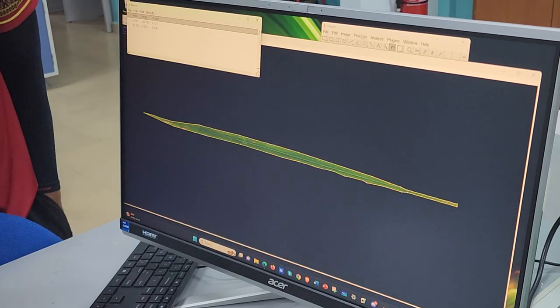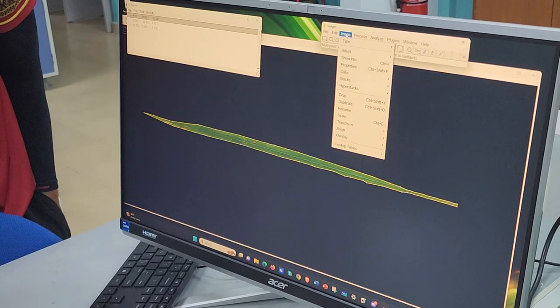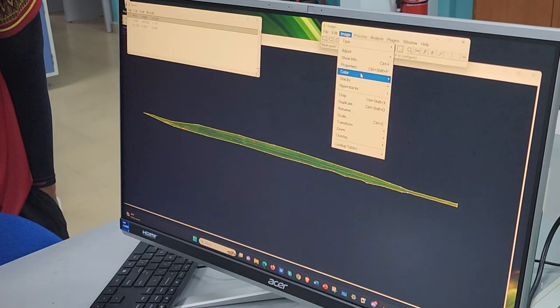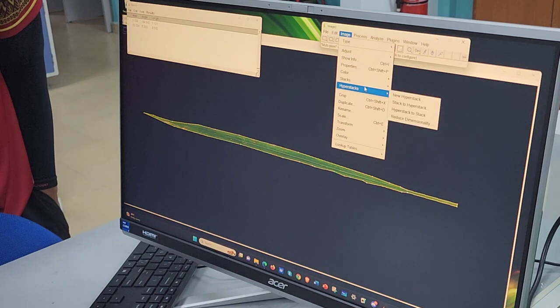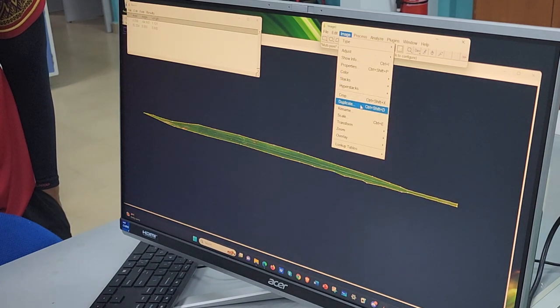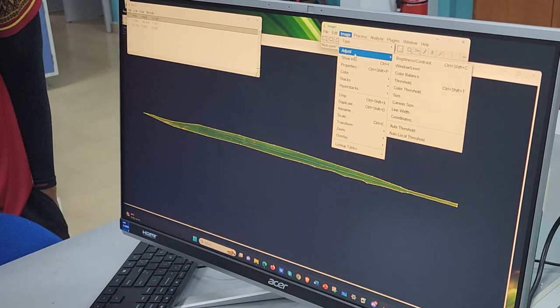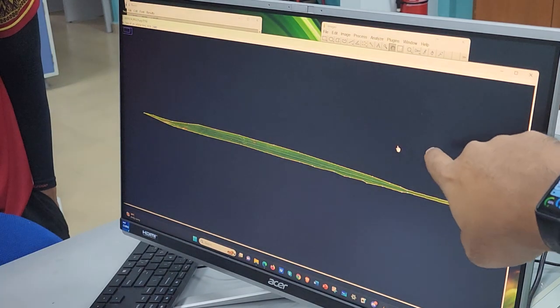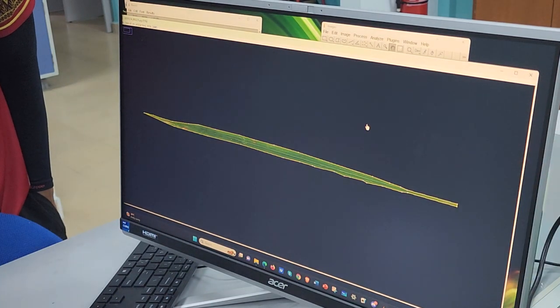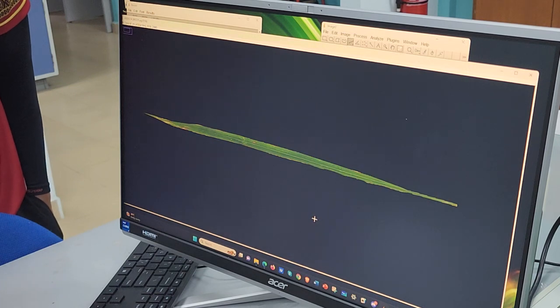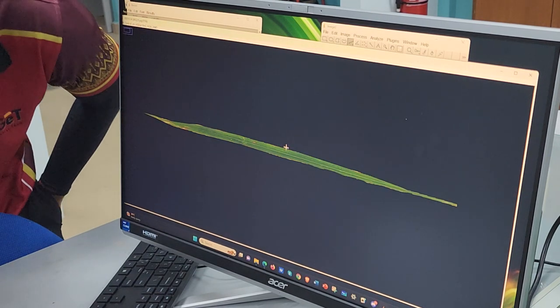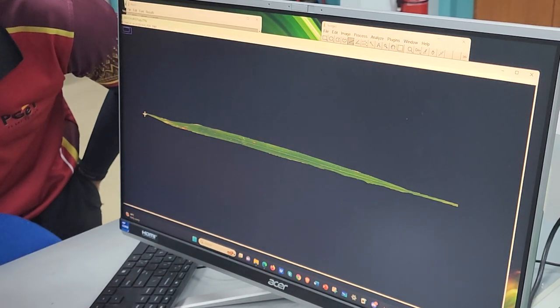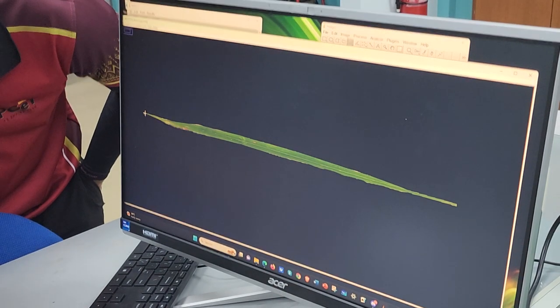Okay, lepas tu akan pergi ke image. Touch image. Adjust. Ambil length dulu. Okay, length. Unhighlight ni. Highlight dulu. Ambil length dulu. Okay, first kita akan ambil length dulu. Kita ambil je length, senang je. Length dia ambil ujung ke ujung.